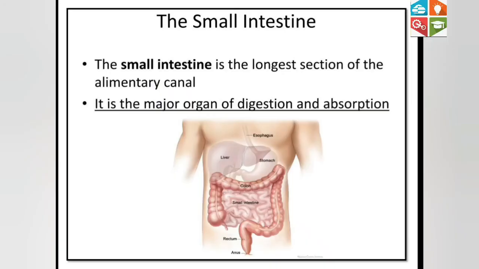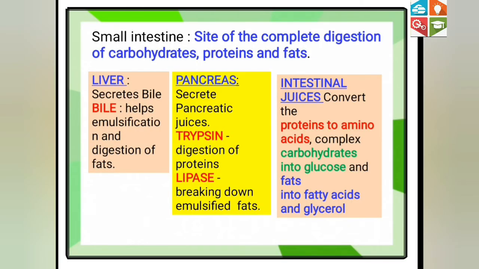Next, moving on, after the stomach, the food is going to be passed through the intestine. First comes the small intestine. The small intestine is the longest section of the alimentary canal. It is a major organ for digestion and absorption. The complete digestion of food takes place in the small intestine, and all the nutrients are absorbed in the small intestine. As I said, it is the place where complete digestion of carbohydrates, proteins and fat takes place.